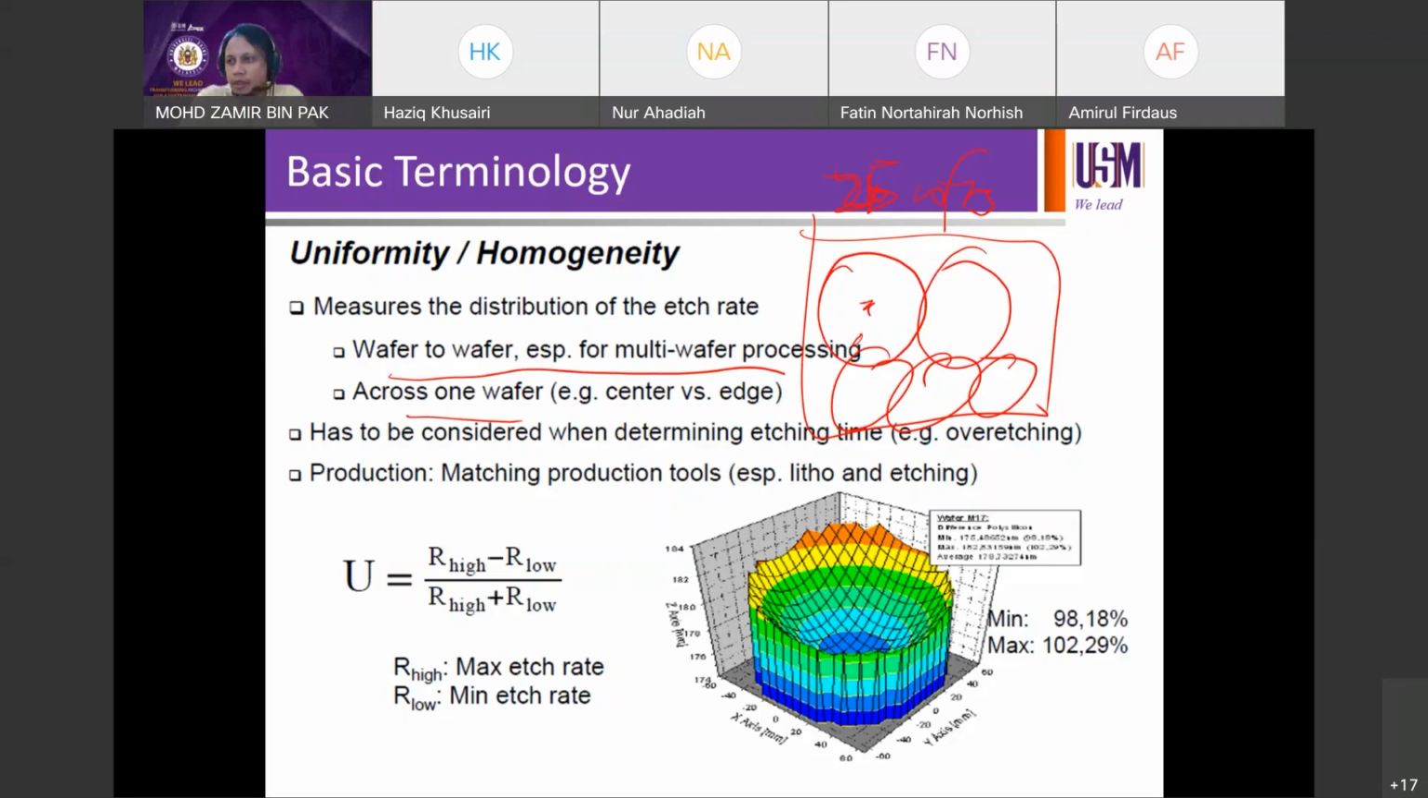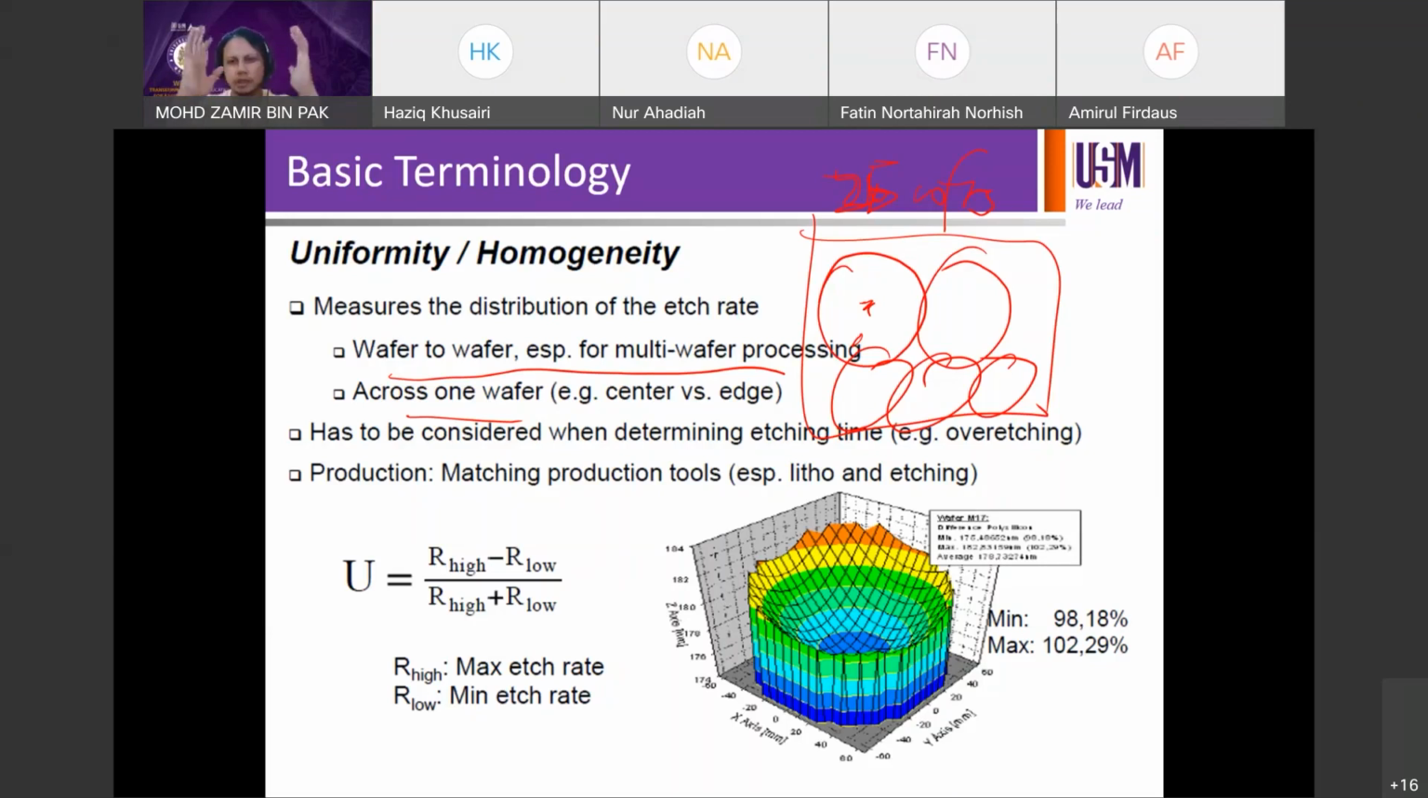Kadang-kadang you run wafer yang sama, layer yang sama, setting yang sama, CD yang sama, etching yang sama, on the same set of equipment from supplier yang sama, brand yang sama, model yang sama, time yang sama, you get different uniformity. Why is it so? Any idea? Semua sama, tapi keluar lain. It's not that bad, but then it's different. What could be the possibilities that lead to different uniformity?